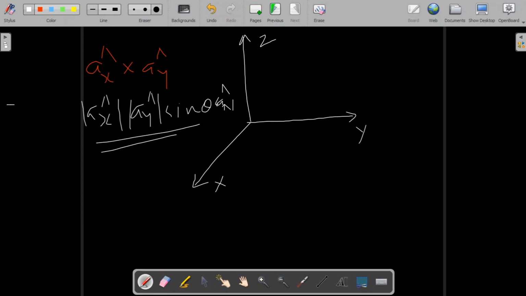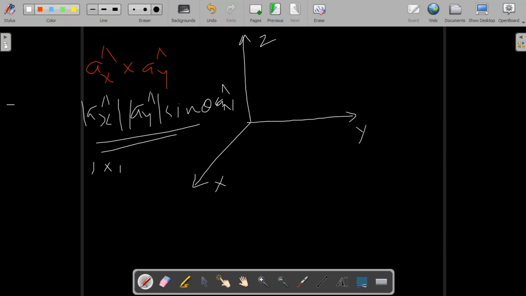Now what is the magnitude of x cap? It is a unit vector, right? Then ay cap is also 1, a unit vector. Now sine theta: what will be theta? From the previous explanation of the dot product, we have seen that the unit vectors lie in three different planes and they are separated by an angle of 90 degrees. If you have any doubt, please refer to the previous video.